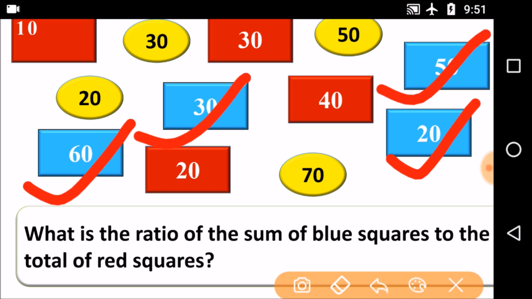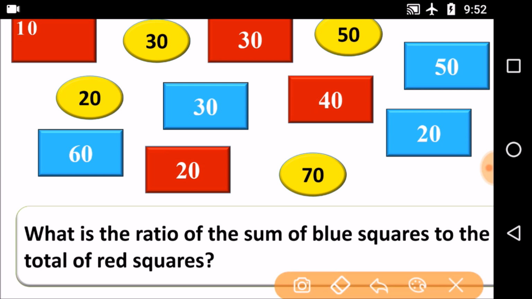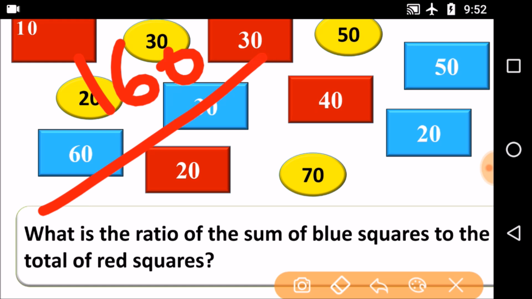Okay, so what is 60 plus 30? 90. 90 plus 50 is 140, plus 20 is 160, and 160 is the numerator. Okay, so we got 160 as the numerator, and we have to find the denominator as the sum of red squares.